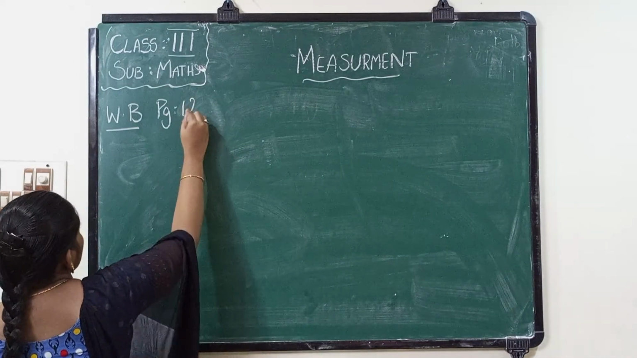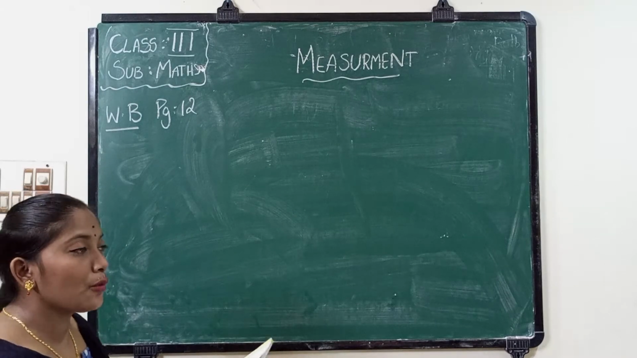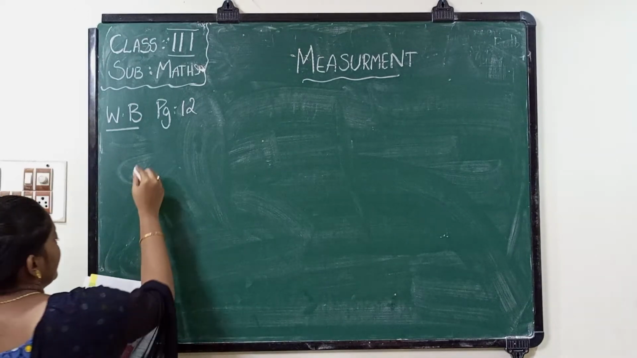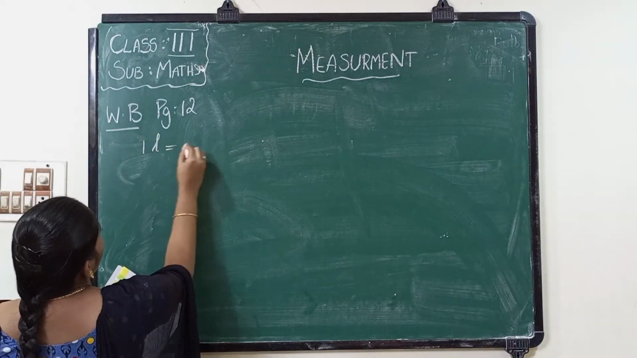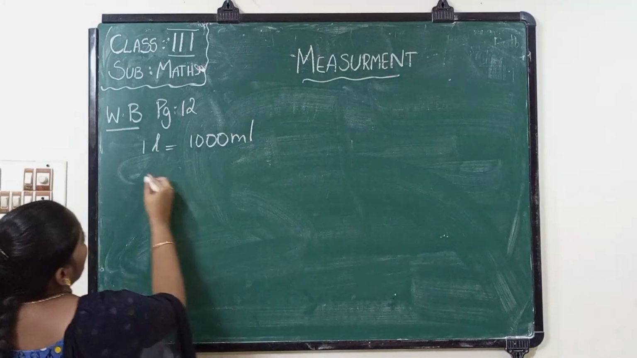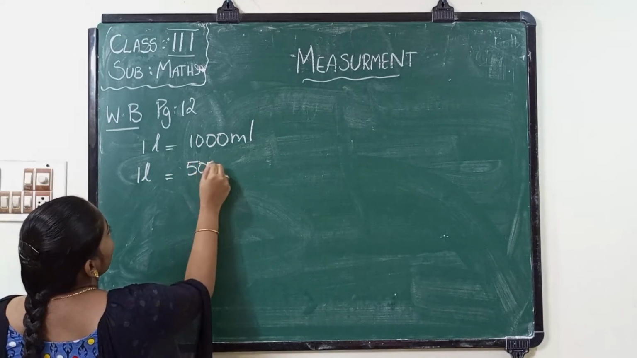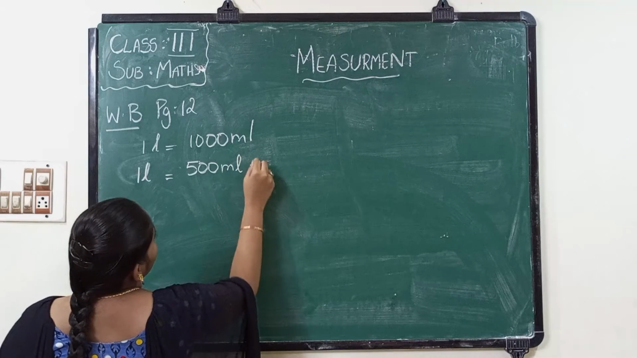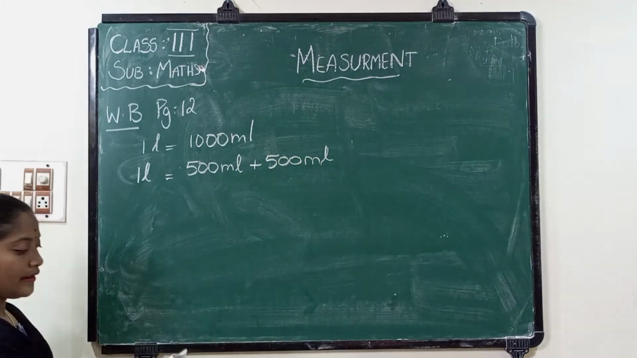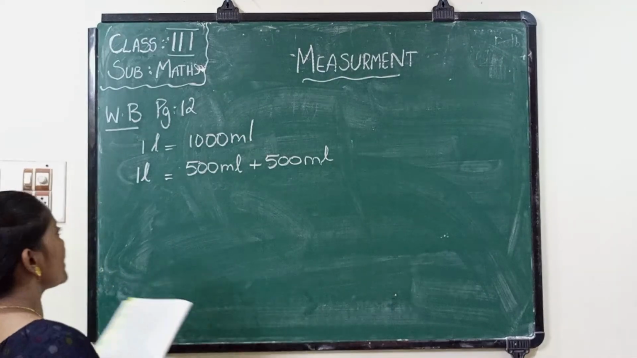In page number 12, workbook page number 12. 1 liter is equal to how many ml? 1 liter is equal to 1000 ml. Or we can write 1 liter is equal to 500 ml plus another 500 ml.